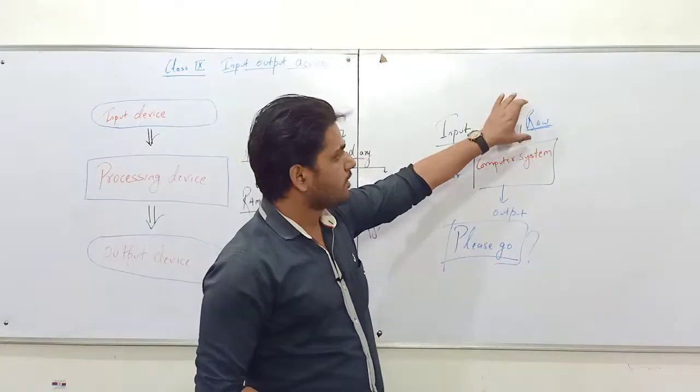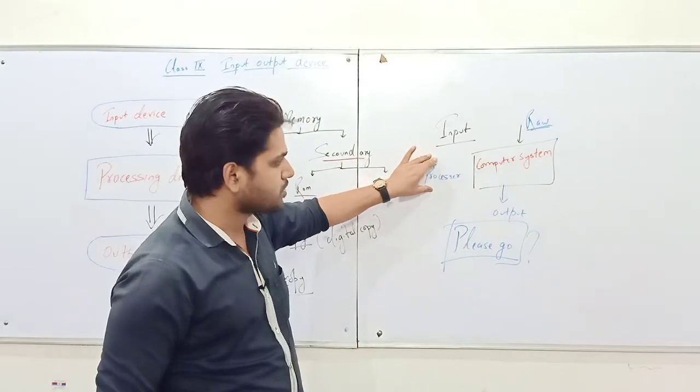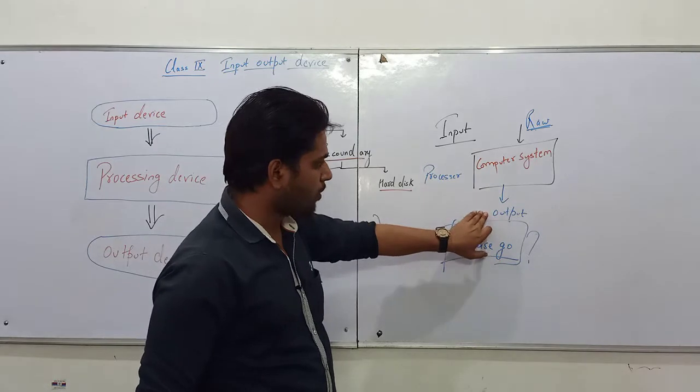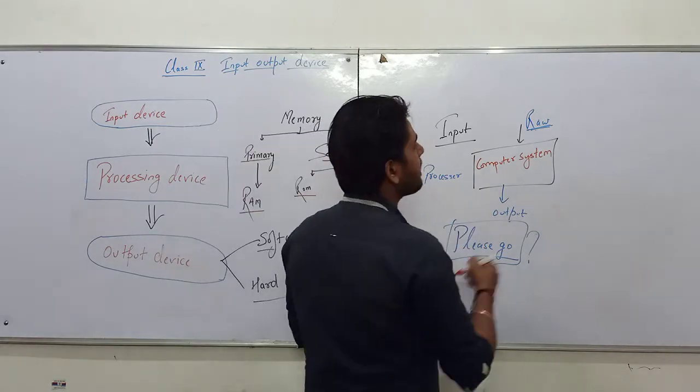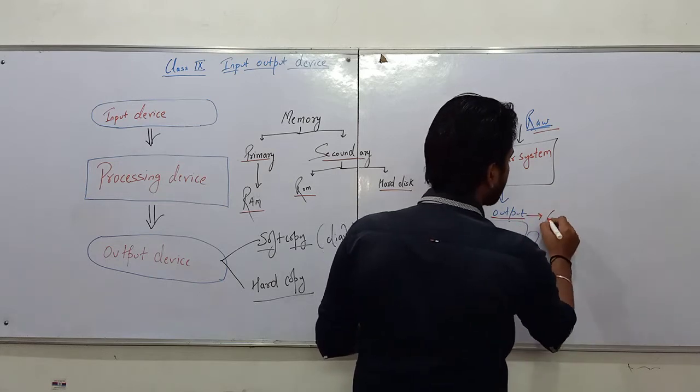This is raw data: it is inserted in the computer system and processed by the processor, the microprocessor, and we get the proper output. Whenever we insert data, it is raw in nature, and whenever we get the output, it is complete in nature.